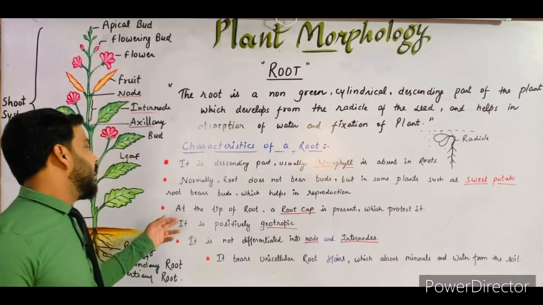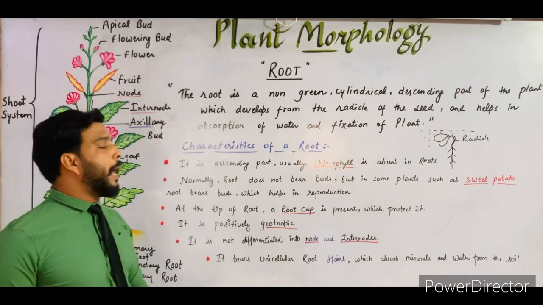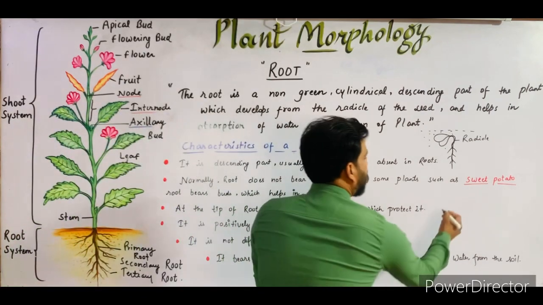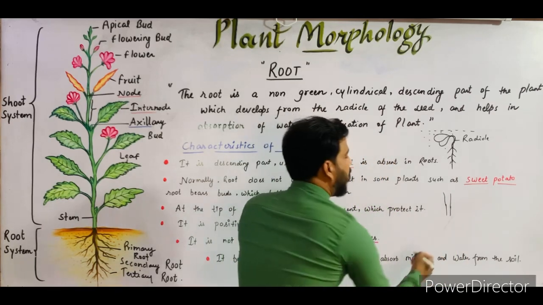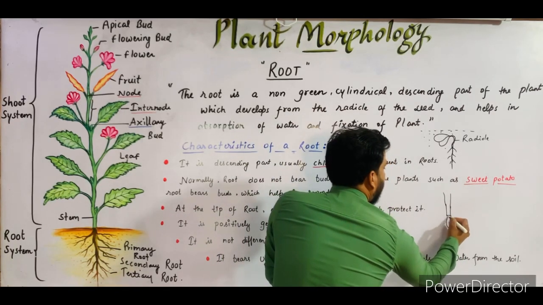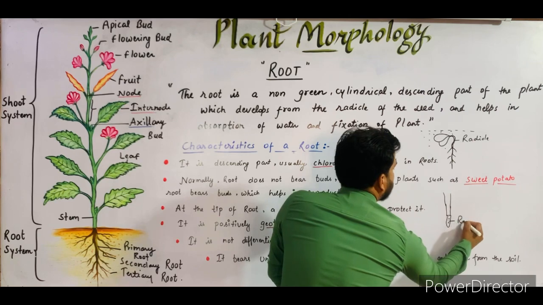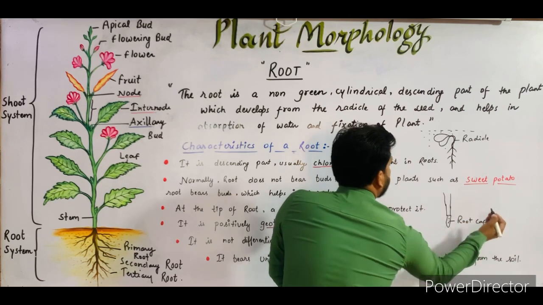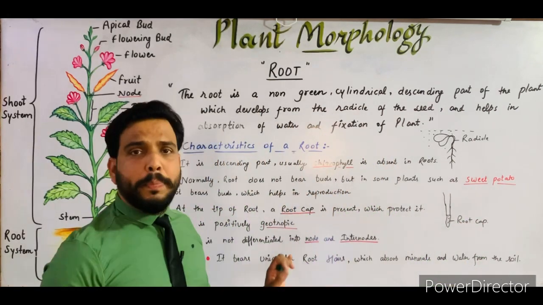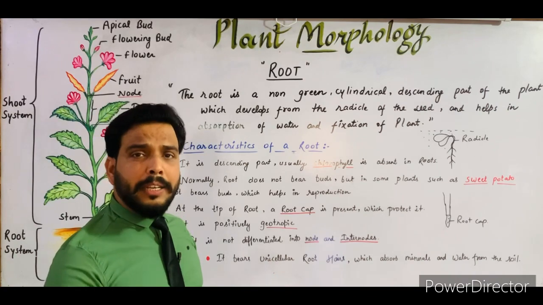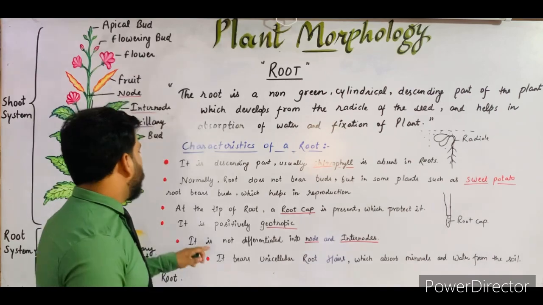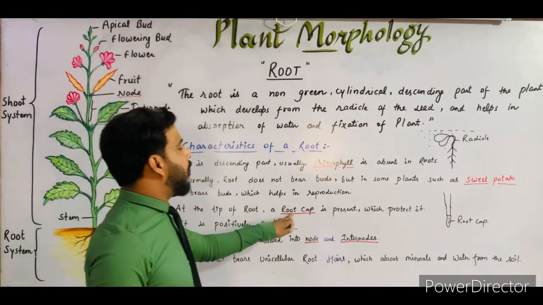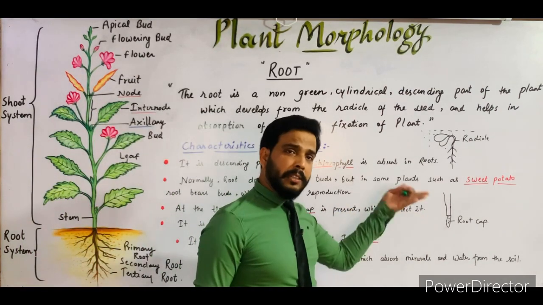Now the next one is, at the tip of the root a root cap is present. Now I am trying to draw a rough diagram. Suppose that it is the primary root, and at the tip of the root a cap is situated, and the cap is known as the root cap. So the tip of the root bears a root cap which protects the root from different bacteria, fungi and scratches in the soil.